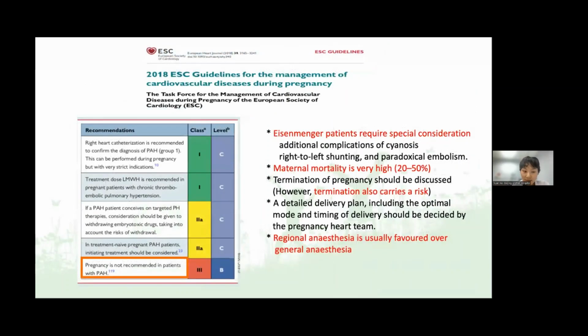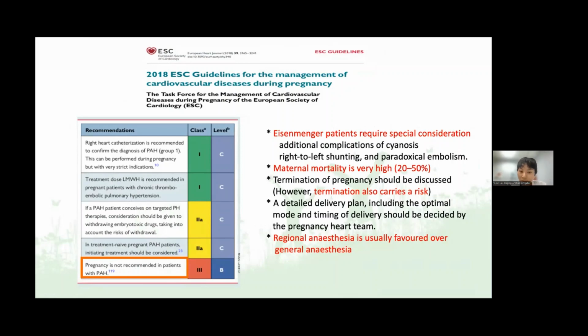These are the guidelines for the management of cardiovascular disease during pregnancy, which indicate pregnancy is not recommended in patients with PAH.